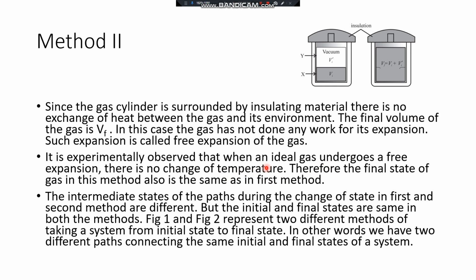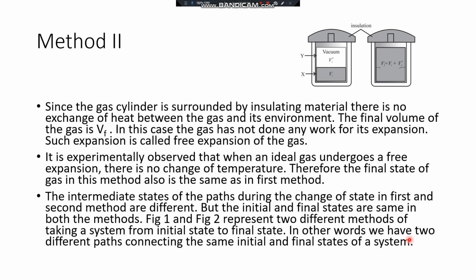It is experimentally observed that when an ideal gas undergoes free expansion, there is no change in the temperature as well as no exchange of heat. Therefore, the final state of the gas in this method is also the same as in the first method, that is the change is taking place isothermally as in the first method. The intermediate states of the paths during the change of state in the first and second methods are different, but the initial and final states are the same in both methods.